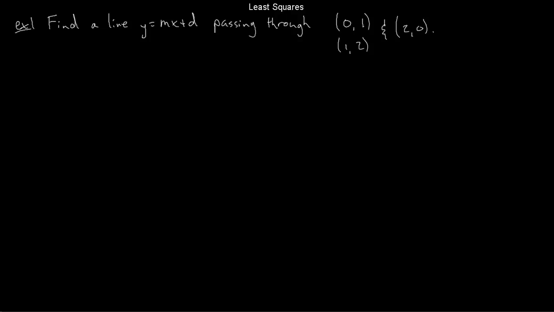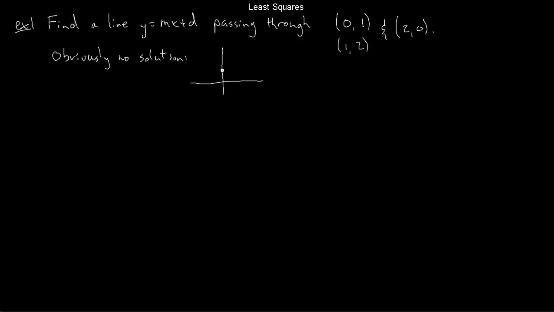So let's finish this video with one more application. Suppose I give you these 3 points, (0, 1), (1, 2), and (2, 0), 3 points in the plane. And I ask you to find a line, y equals, let's call it mx plus d, so that we don't have confusion with the b that we have in the other slides. Find a line that passes through all 3 of those points.